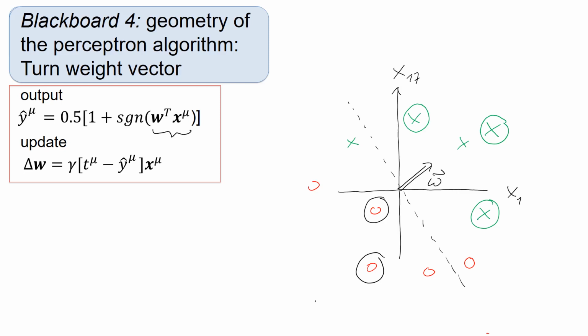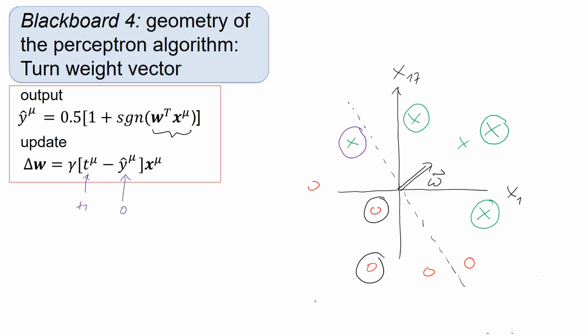And then we look at this one here. This one is misclassified. So let's look at this misclassified data point. It's a green cross. That means the target value is +1. And it's on the wrong side of the hyperplane. So the actual output is 0.